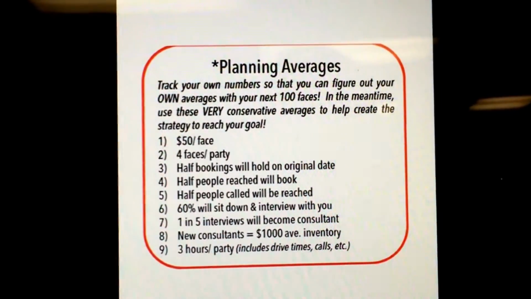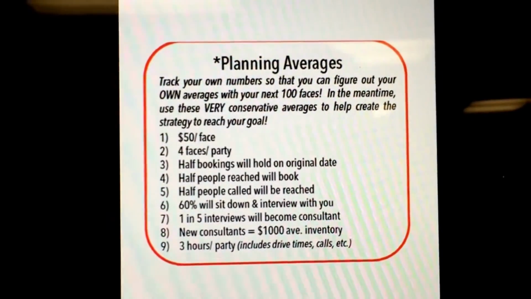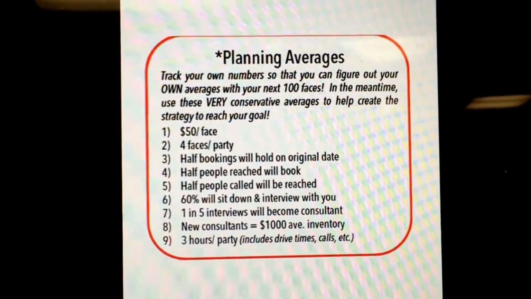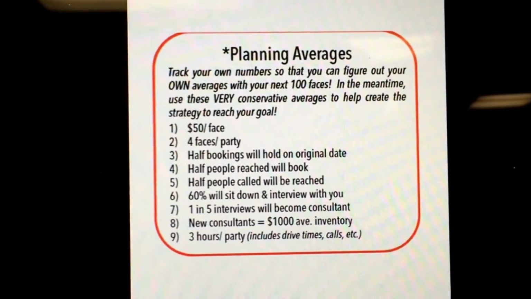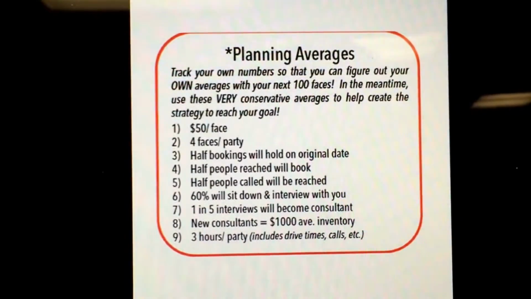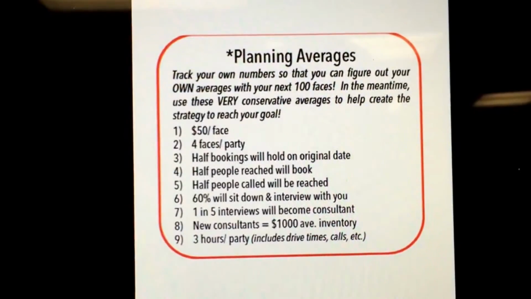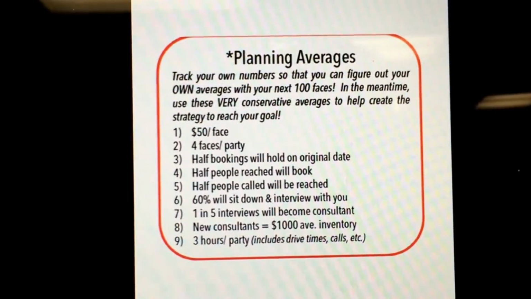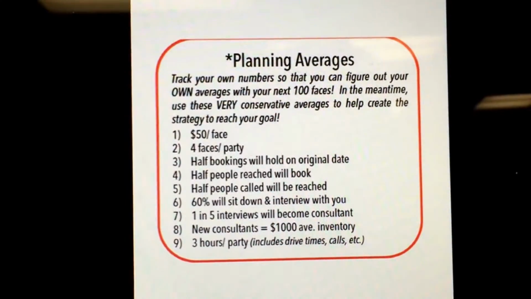Someone's stuck in traffic, someone gets sick, and honestly, something better came up. Let's just be real. This is not, for some people, 100% their priority. So if something better comes along, sometimes that means they won't hold on the original date. A good rule of thumb is about half will hold. That means that if you want to hold 10 parties, you probably want to book 20 to be safe.